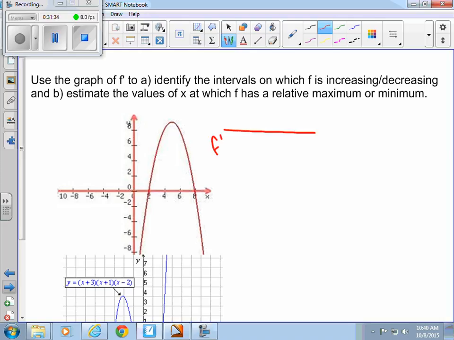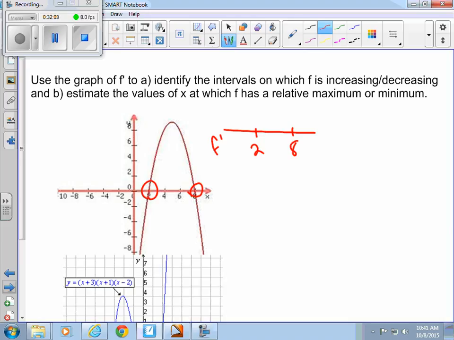And on that sign chart, I'm doing f prime. I need to know when is f prime 0. Well, what is f prime? What's that graph? That's already f prime, isn't it? So where is it 0? 2 and 8. Why 2 and 8? What's the graph? I don't know that it was. It says use the graph of f prime. So I had to tell you that.